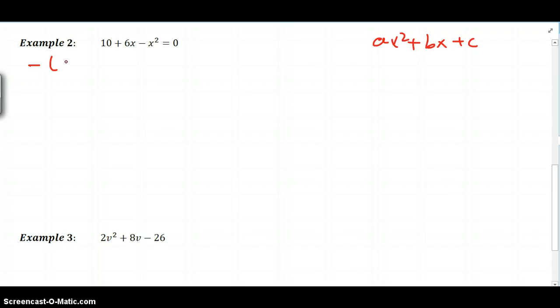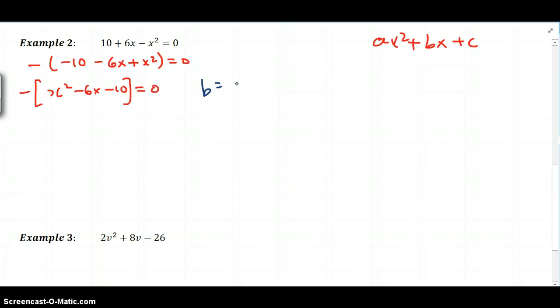So if I factor out the negative, what happens is this becomes minus 10 minus 6x plus x squared equals 0. And if I rearrange this, what I end up getting is minus, I'm going to put square brackets here, x squared minus 6x minus 10, square brackets, equals 0.